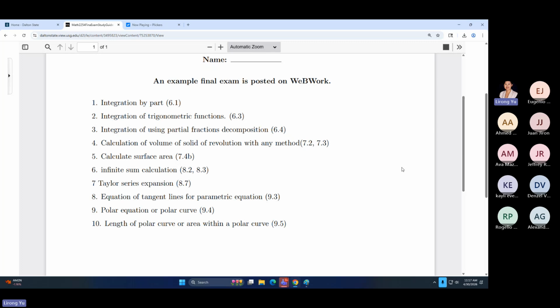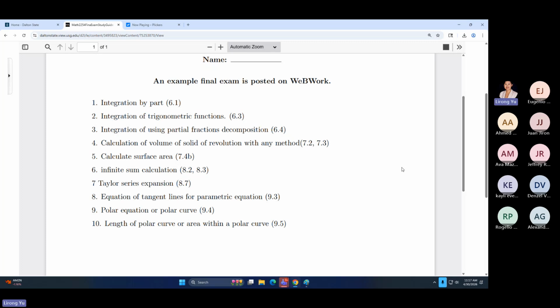So we actually cover way more than that in the sections, but I can only test so many. So I pick out a few questions that we didn't test as much in the previous exams and combine them into the final exam. Question 10 is length of a polar curve or area within a polar curve. So it could be length, it could be area. I'm putting it there so you actually have to study the whole section rather than only study length or only study area. So that was the study guide.